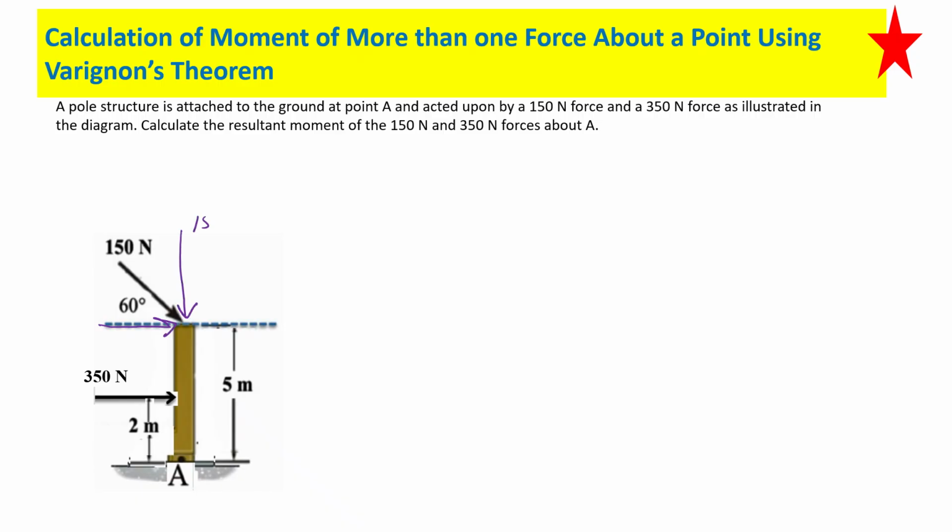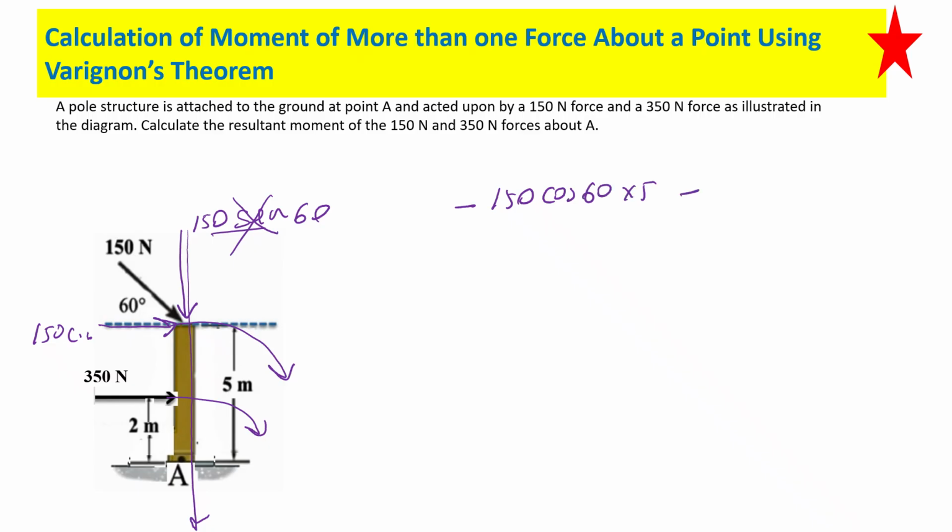Okay, this is 150 sine or cos? Sine. Why? Unknown side. So 150 cos 60. What can you say about this one? It is going through A, so this is 0. And these two are making moments, both in the clockwise direction. So it's a negative 150 cos 60 times 5, negative 350 times 2 Newton meters. Okay. That's good.